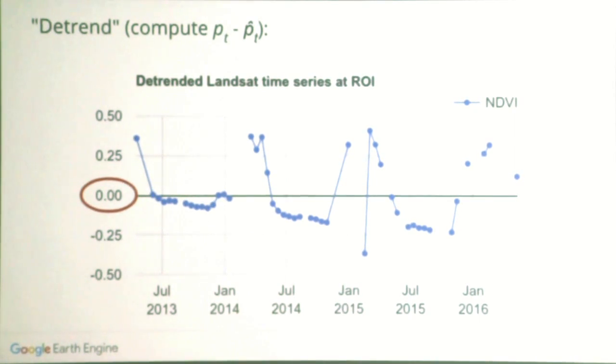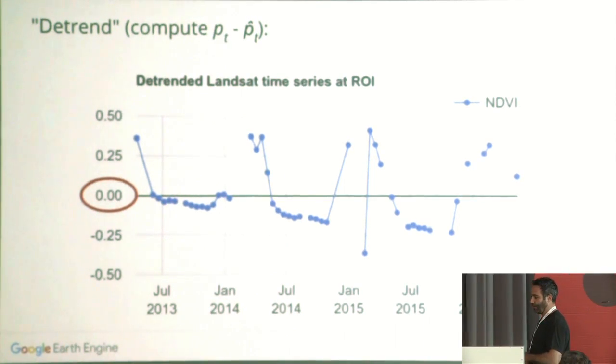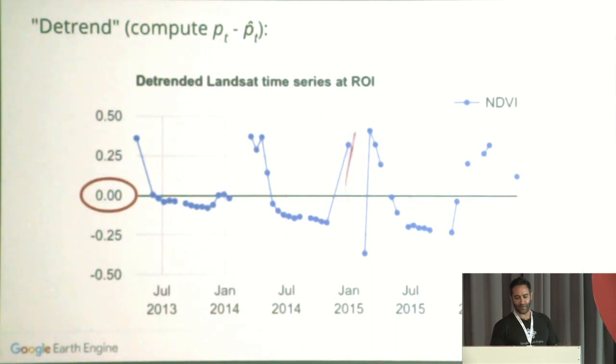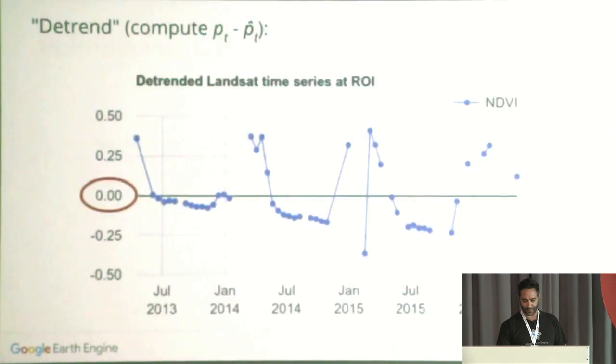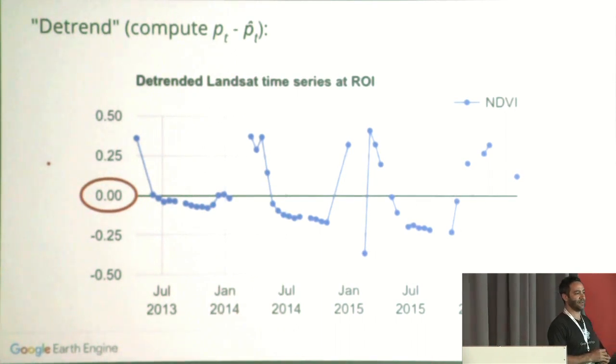So we fit our linear model, we have our betas, and something that we might want to do with that linear model is use it to detrend our time series. And what do I mean by that? When I say detrend, I mean that I'm going to subtract the fitted value from the observed value. And so we're going to turn a time series that looks like this into something that looks like this, and the main difference is that now you will note that our time series is centered at 0.